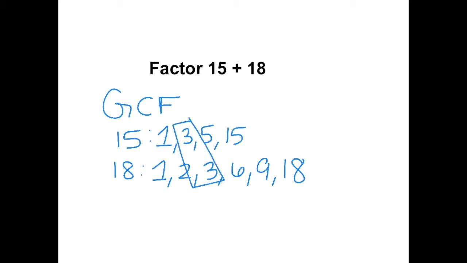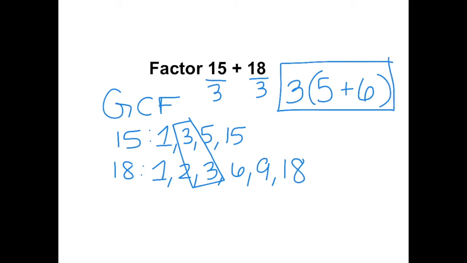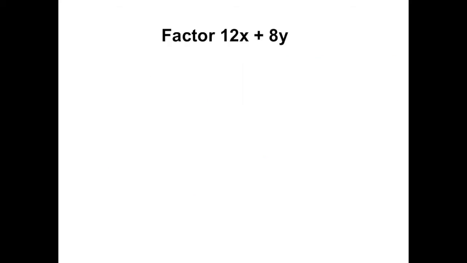So we have to put the greatest common factor outside a set of parentheses, and then we have to divide each term by the greatest common factor. 15 divided by 3 gives us 5, plus 18 divided by 3 gives us 6. So this is the factored form of 15 plus 18.